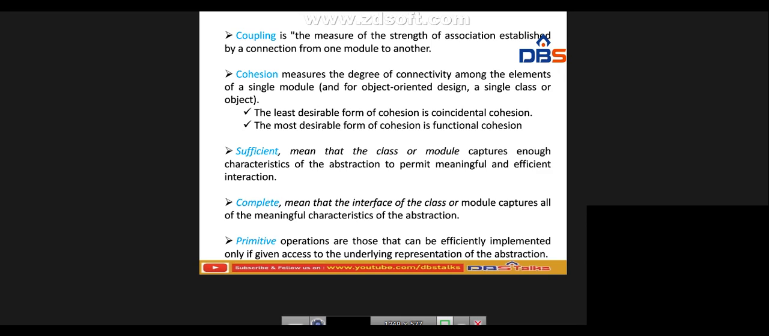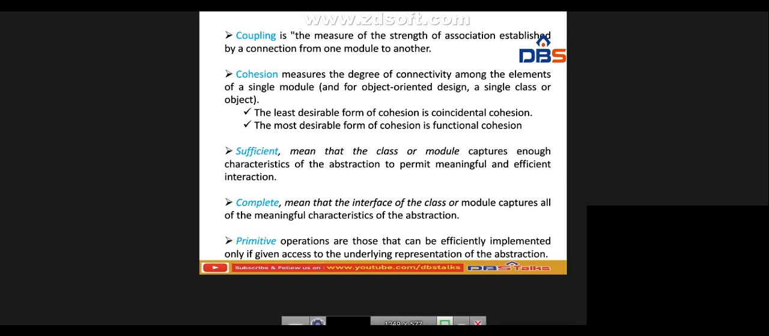And sufficient means that the class or module captures enough characteristics of the abstraction to permit meaningful and efficient interaction. So we can assign different characteristics to a particular module, and it will be sufficient or not. If it is sufficient, we can go on to interact with the operations.